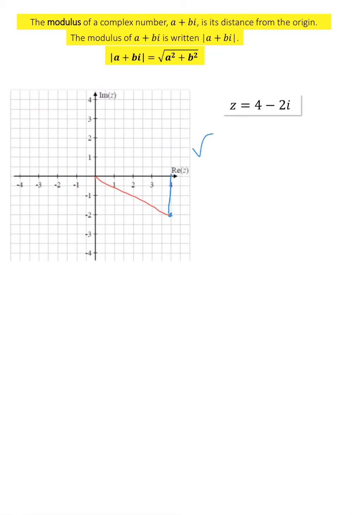So let's find the distance of the red line. All we need to do is a squared plus b squared. So we're going to have 4 squared plus minus 2 squared. Put that into the calculator, and that would be root 20, which can then be written as 2 root 5. So that is the modulus of 4 minus 2i. Okay, let's have a look at some other ones.